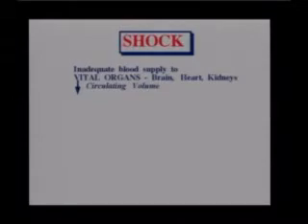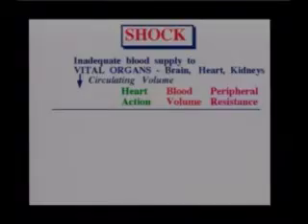Now, in order to have an adequate circulating volume, you need to have three things. You need to have a heart that works to pump the blood around. You need to have adequate blood volume. And you need to have enough peripheral resistance to keep the blood flowing to the central circulation. If you have any problem with any one of these three, the patient can go into shock.